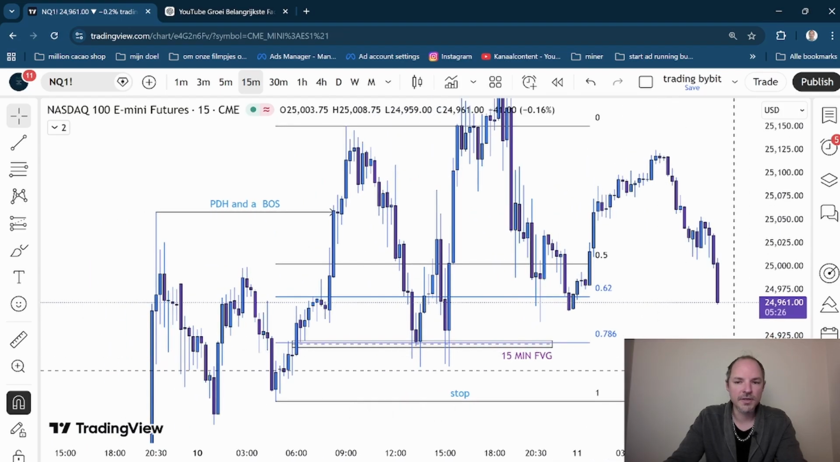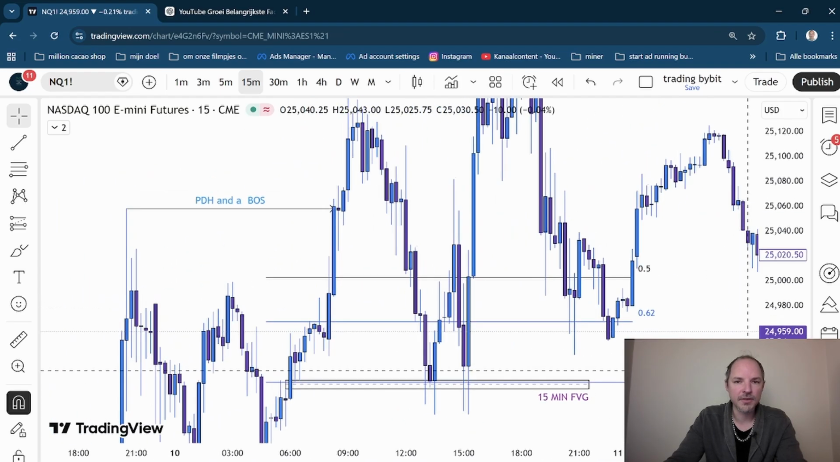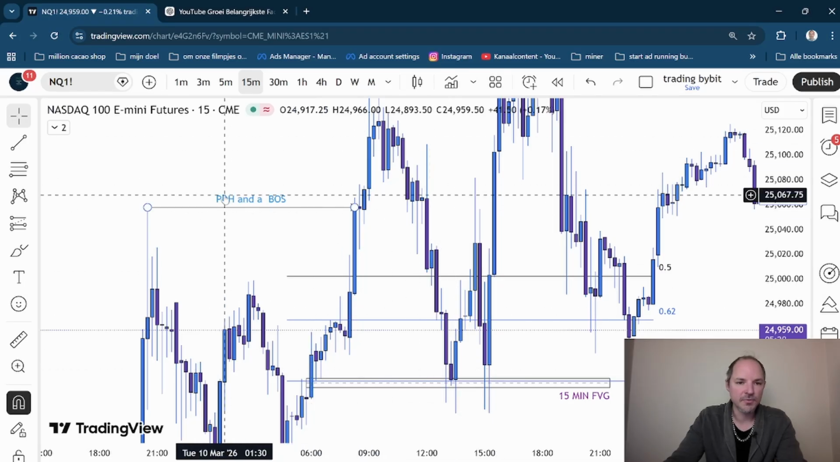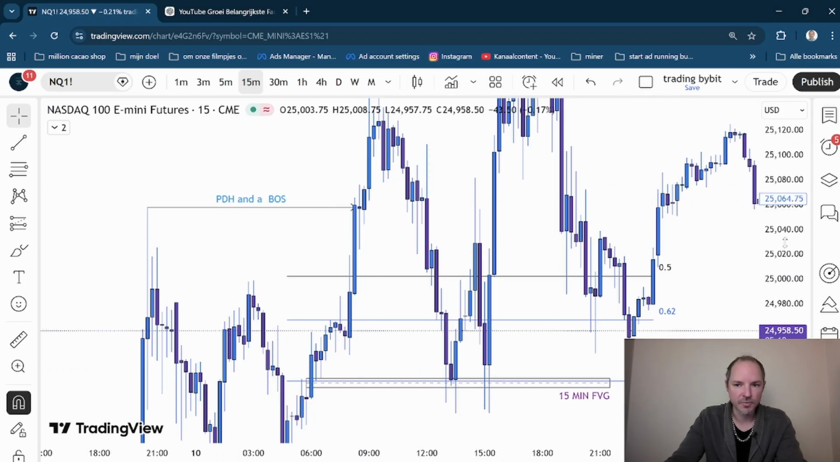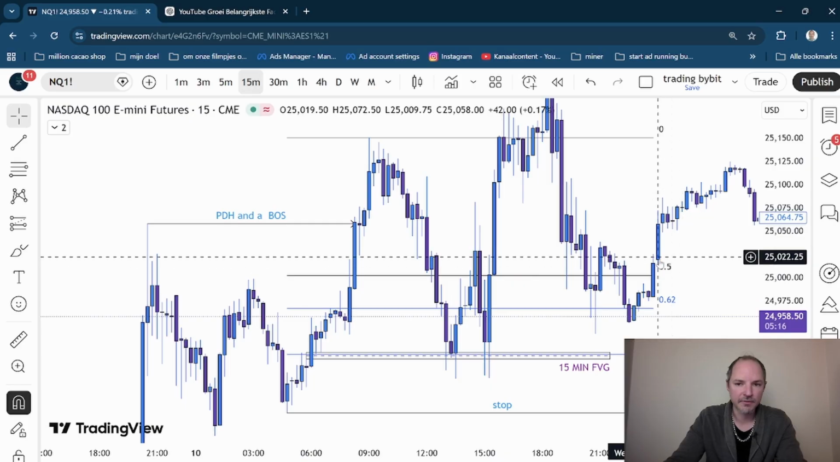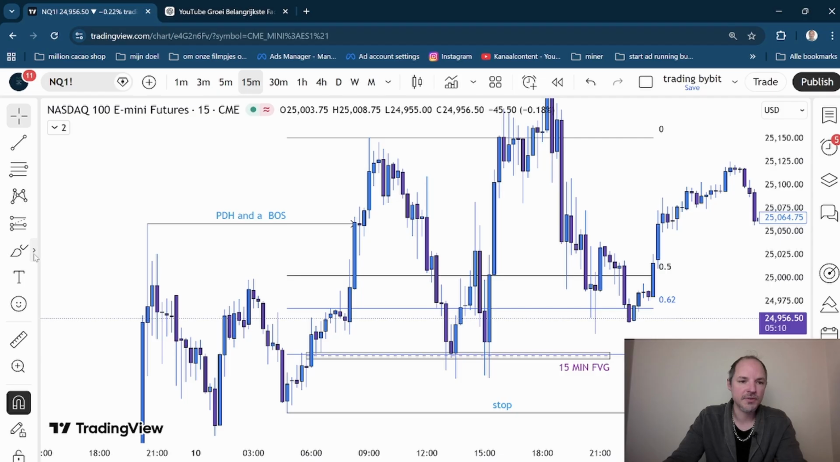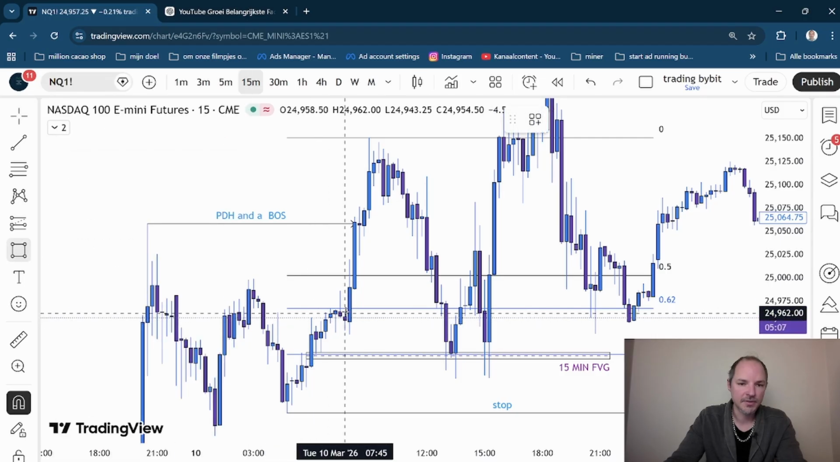Now, what do we need to find? We need to find a fair value gap after the movement went up. So this was a break of structure. We need price to come back to where fair value of price is 0.5. Here is that fair value of price. And what do we find? We find 2 15-minute fair value gaps.